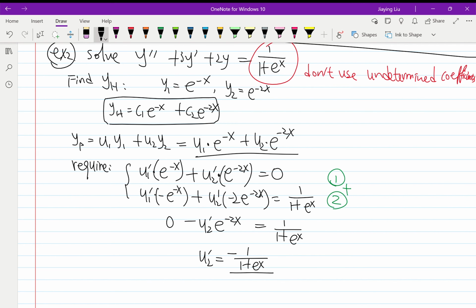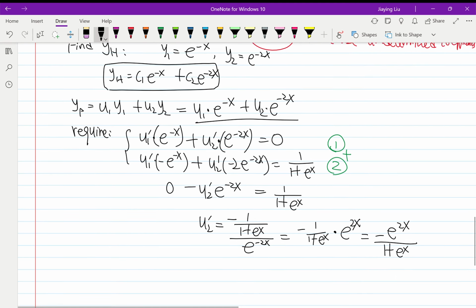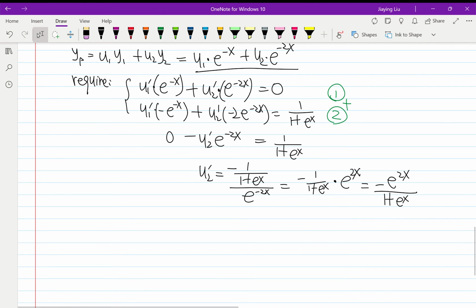So divide by e to the negative 2x, it becomes negative 1 over 1 plus e to the x times e to the positive 2x. That's when we divide by a negative exponential, which is negative e to the 2x divided by 1 plus e to the x. So be careful with the negatives, just in general, be careful with negatives, right? Whether it's with the coefficients or in the exponent.